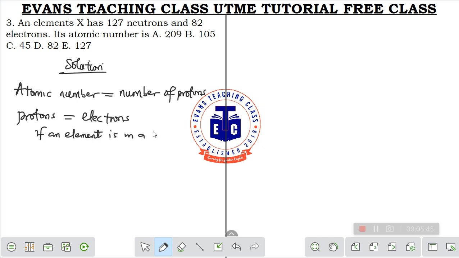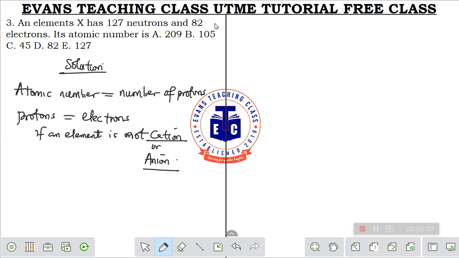When an element is in a free state, or let me say when an element is not a cation or anion, the number of protons equals the number of electrons. But if it's a cation, the proton will not be equal to the electron.